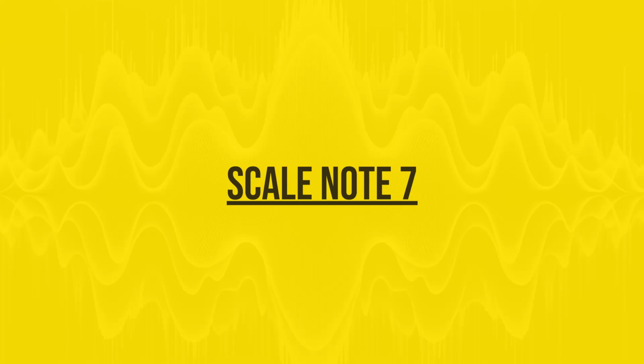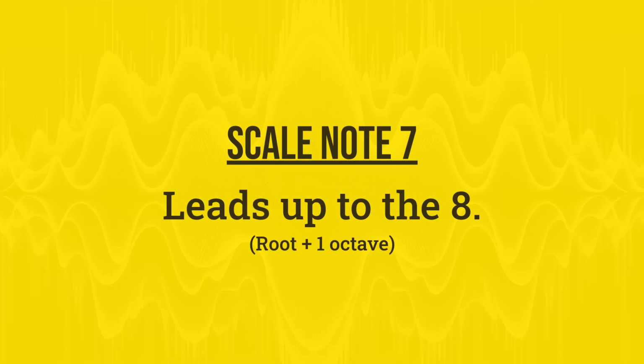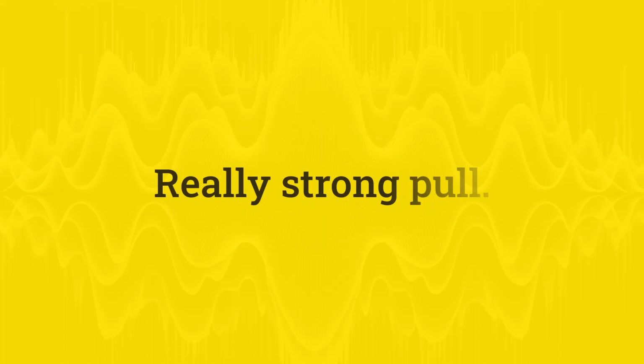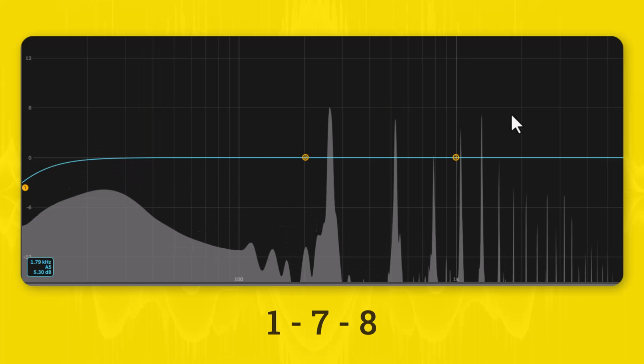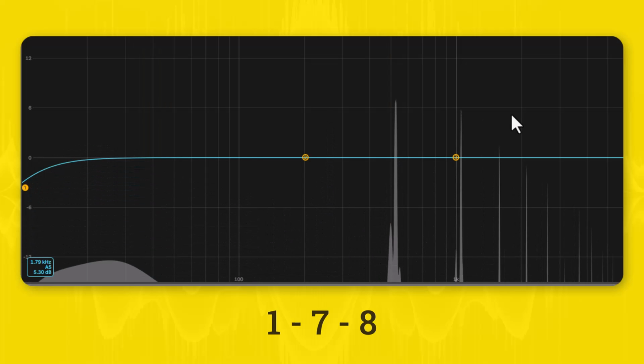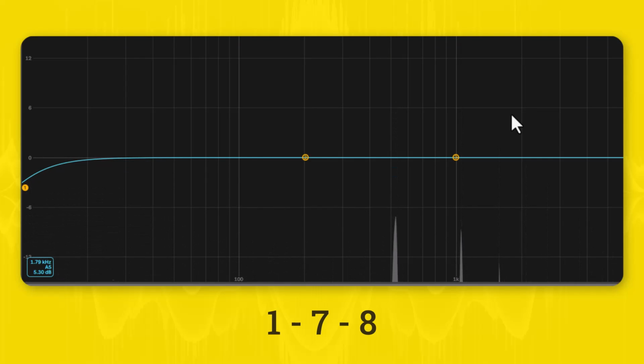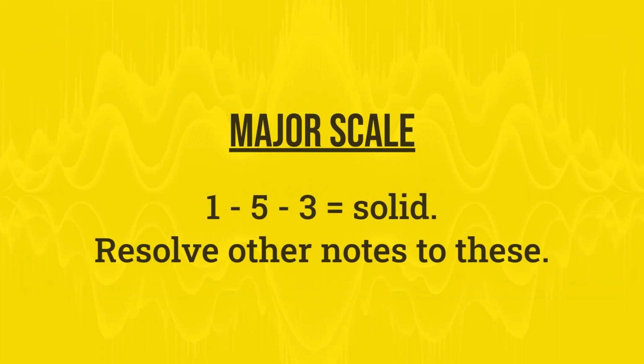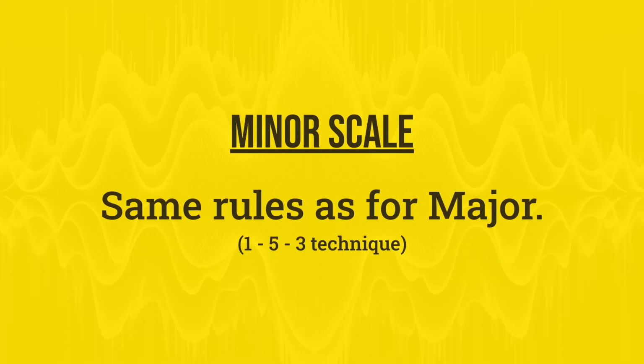The 7 will, in most cases, lead up to the 8, which is our first note, but 1 octave higher. It's really a very strong pull. Let's listen. So this is everything you need to know to jam on the major scale. And the same technique works for the minor scale as well. It's also 1, 5, 3.